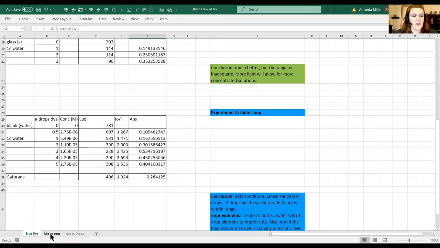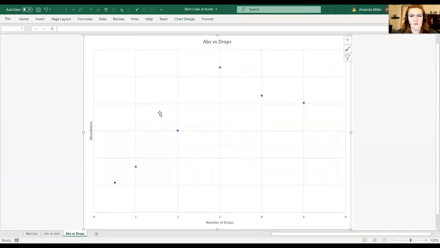I can tell that because when I was looking at my data, the first 4 were very linear. Pretty linear anyway. This one I think I messed up the dilution on. So if I were going to submit this for a report, I would just redo the 3rd measurement. But anyway, I did initially 1 drop, 2 drops, 3 drops, and then 4 and 5, you can see, don't follow the trend correctly.